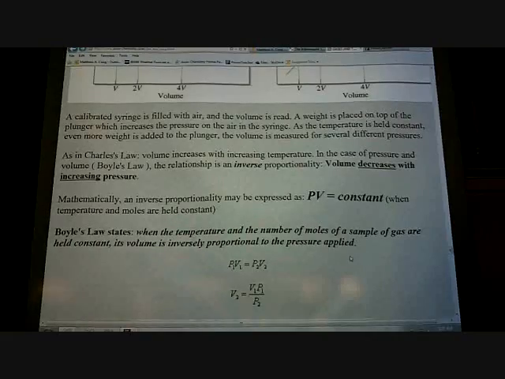Okay. Everybody get the blanks there? This is a pretty quick lecture.